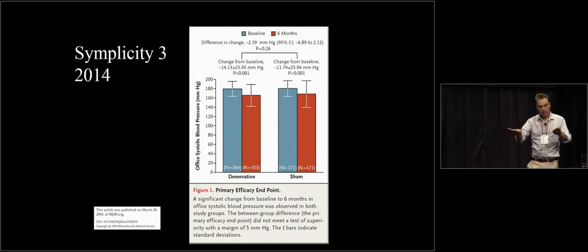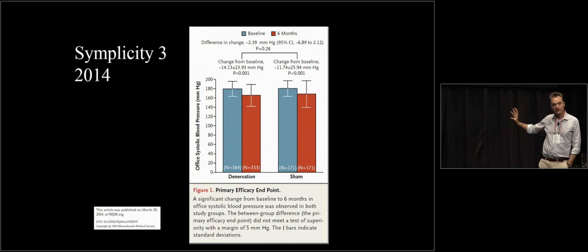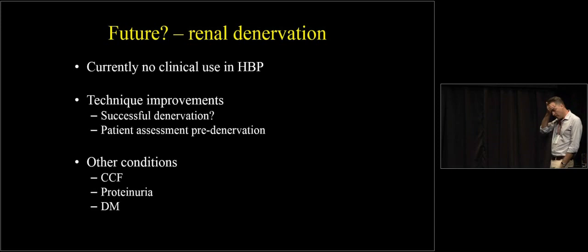And the other advantage was that they did 24-hour ambulatory blood pressure recordings at baseline and throughout the study, rather than office blood pressures, which can sometimes be open to bias. And using this much better trial design, it showed that renal denervation didn't work at all. It was no different to patients that had the sham procedure and were just on medical therapy. So at the moment, renal denervation isn't being used in hypertension.